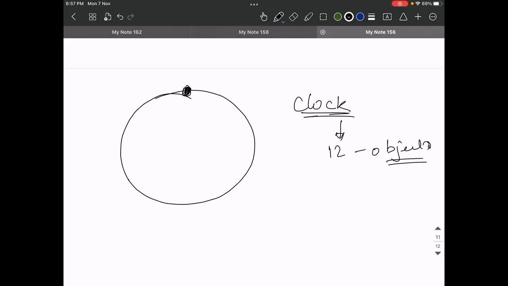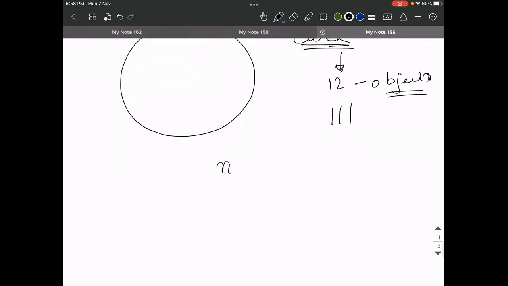You have 12 objects. You fix one of the objects. That means now how many objects do you have? 11 remaining. If you fix one, all 11 can be arranged in 11 factorial ways. So always in circular permutation, instead of n factorial ways, what will you have? (n minus 1) factorial ways. Okay, if there are n number of objects.